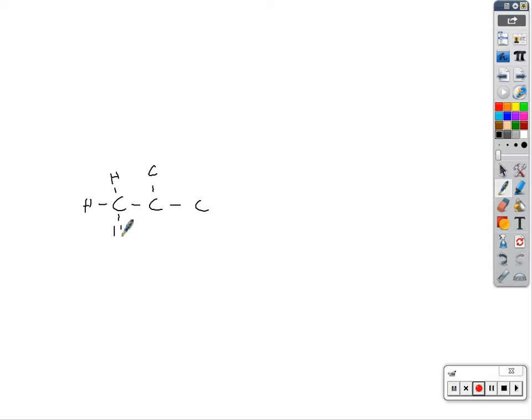So if I want to name this, I have to start with the branch. Now this is where most people make their mistakes. The parent chain is the longest continuous chain of carbons. And again, I told you in class, I'm not going to try to mess you up by making the parent chains bent. They will be the straight one. The branch is what connects to it.